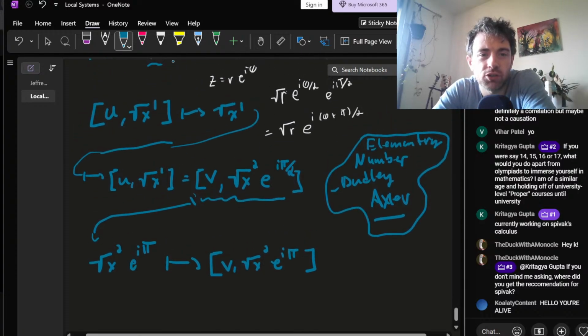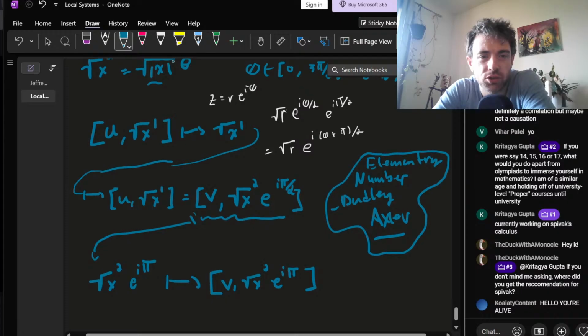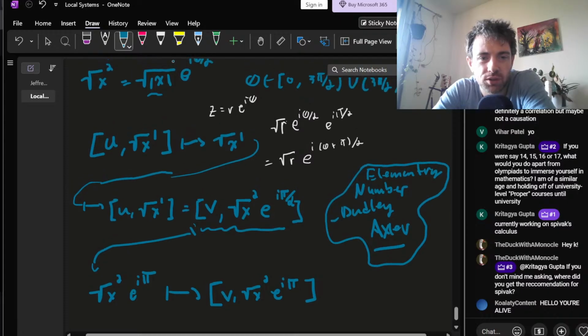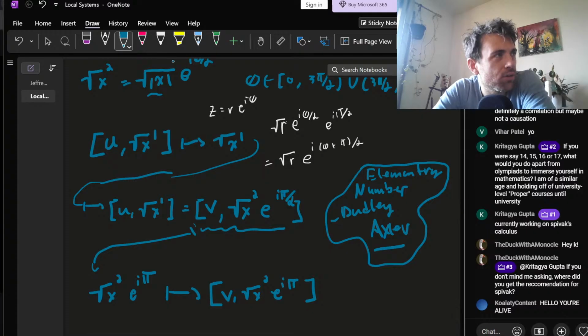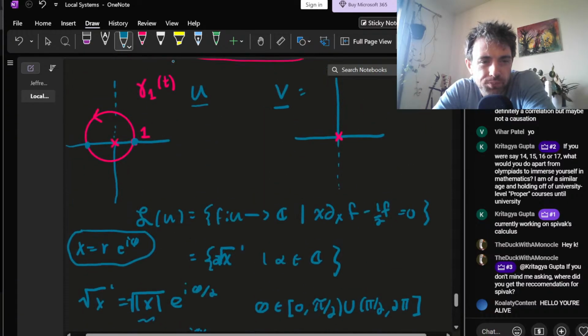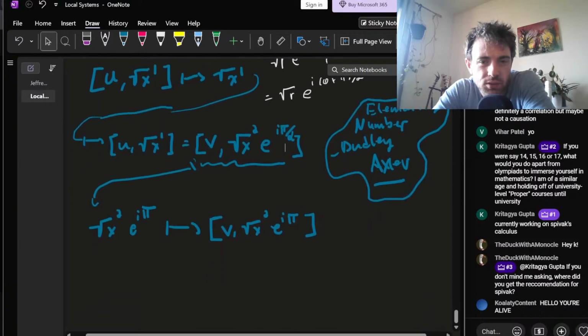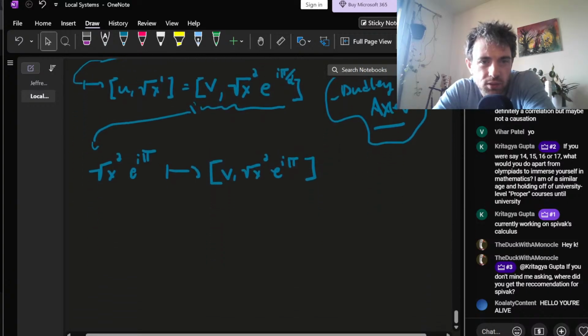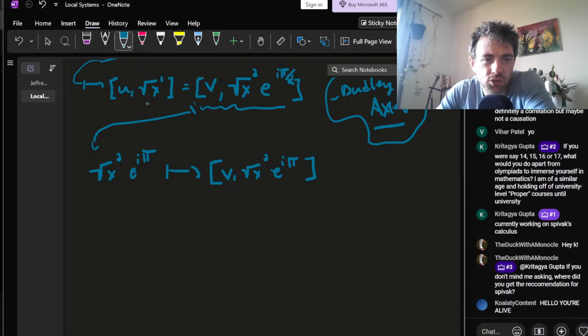Actually, maybe I made a mistake somewhere in the translation of the stalk. Am I sure that these two functions are the same if I shrink them? Surely they must be, right? Yeah, so this is the section over L_V, and then this should be the stalk L_1.